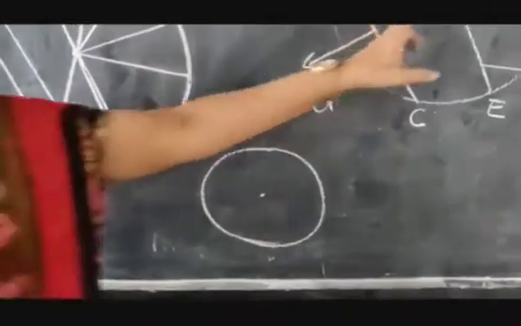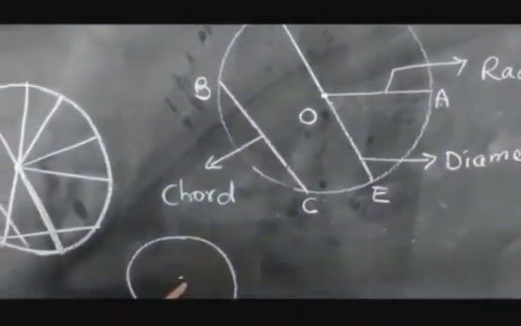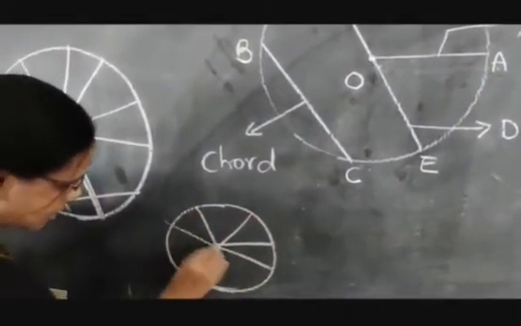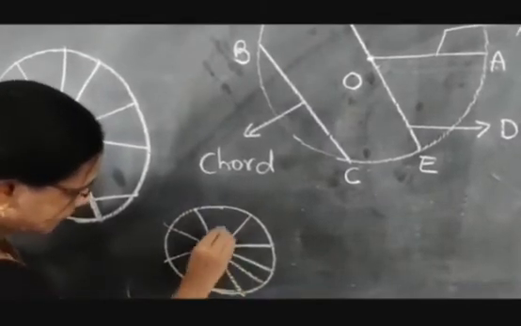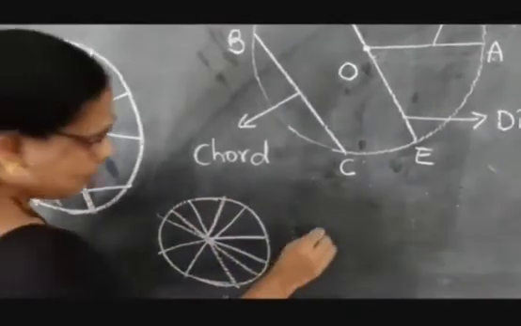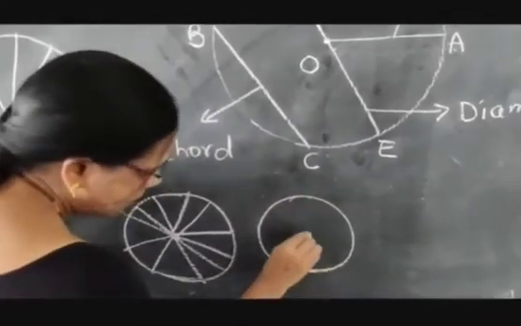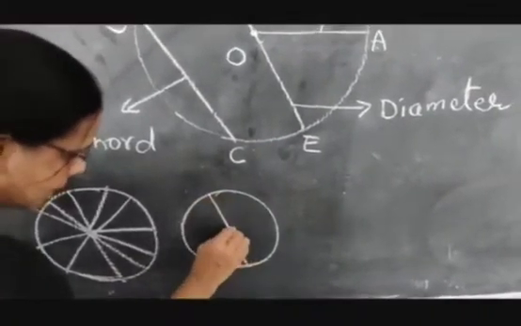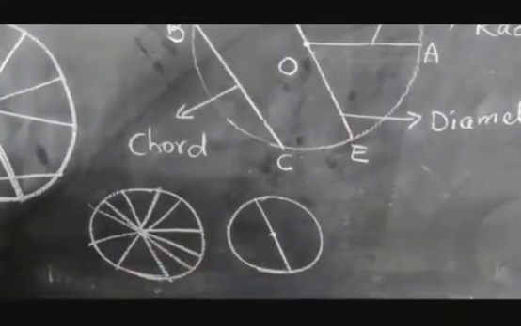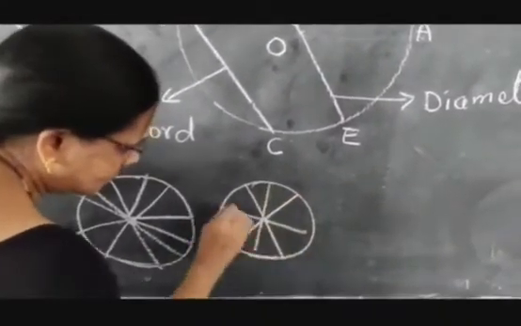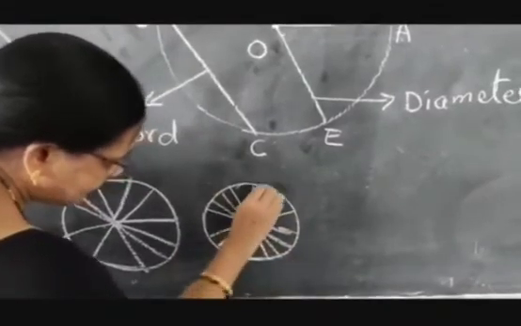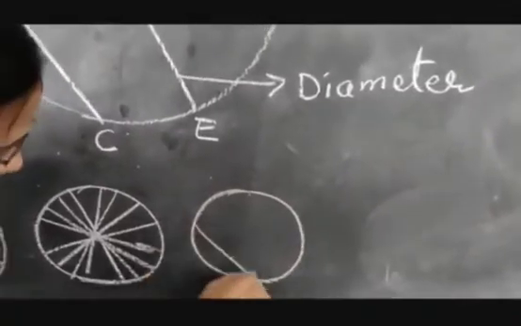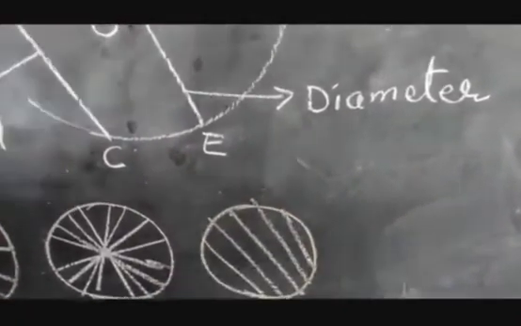Like this, in one circle, how many radii can we draw, children? Uncountable radii we can draw. How many diameters can we draw? Diameter is a chord that passes through the center of the circle. How many diameters can you draw in one circle? Many, children. That means uncountable. Like this, chords also we can draw. This is a chord. Many you can draw.